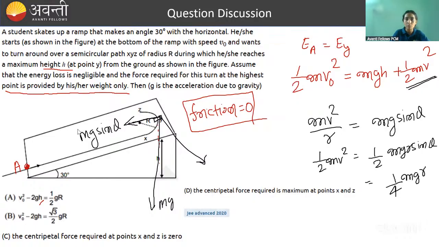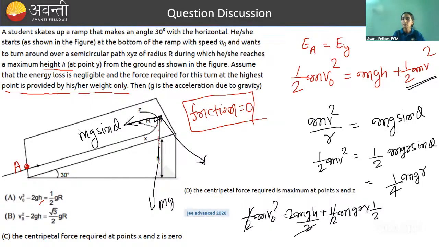Now let's put the value. Half m v naught square is equal to mgh plus half m gr into one more half, 1 by 4 it is, right? So half half I cancelled, so here also I have to write half, and cancel this too. So m, m you cancel. What you are getting is v naught square is equal to 2gh plus gr by 2. So v naught square minus 2gh is equal to gr by 2. First option is correct. Second is definitely wrong then.